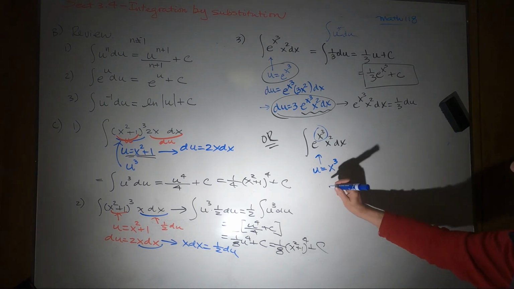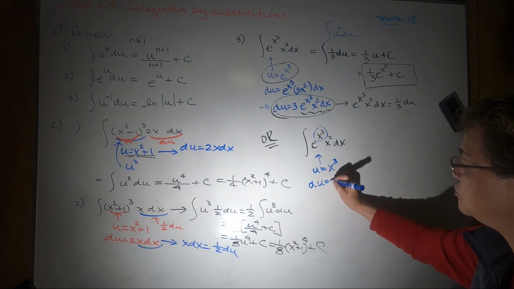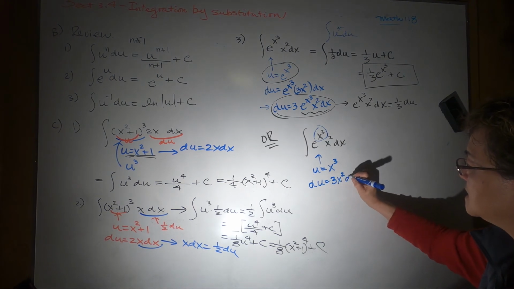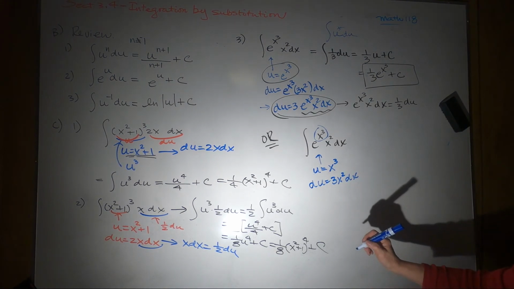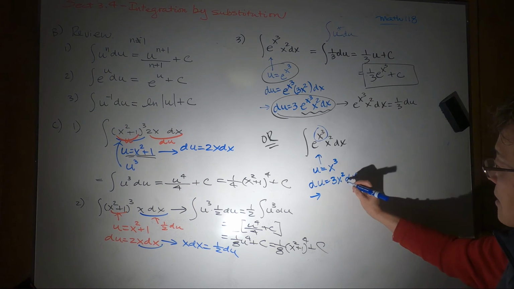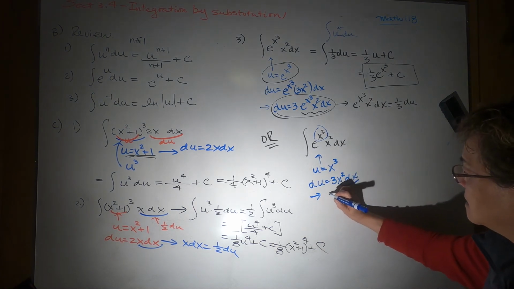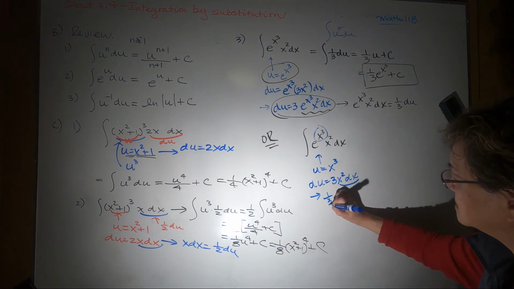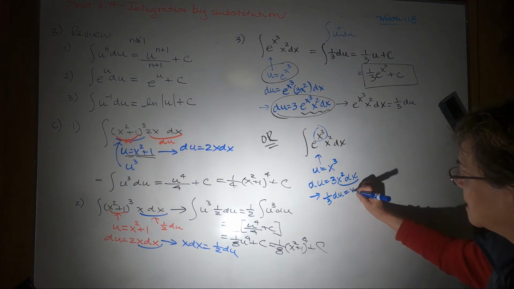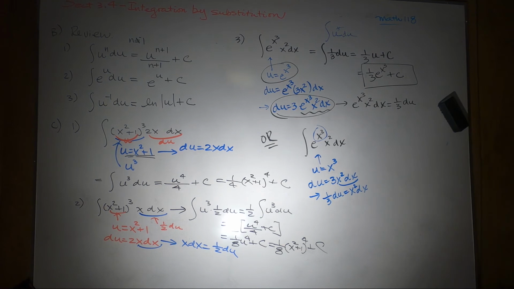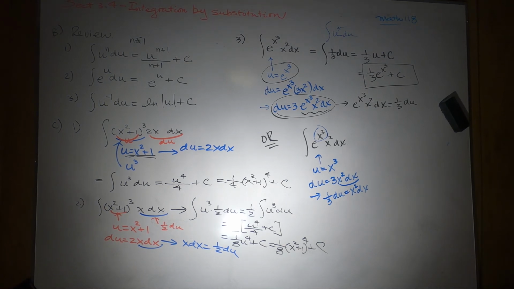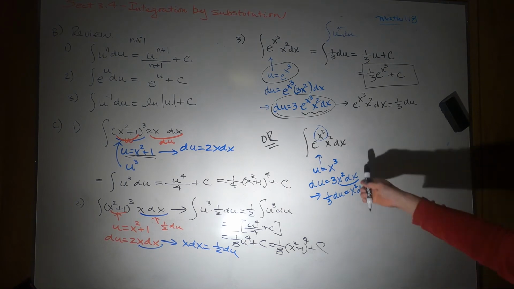So if we do that, what do I have? My du will be what? 3x squared dx, right? Then I will have this part just like that. Then I will have what? The 1/3 du becomes what? x squared dx, right?